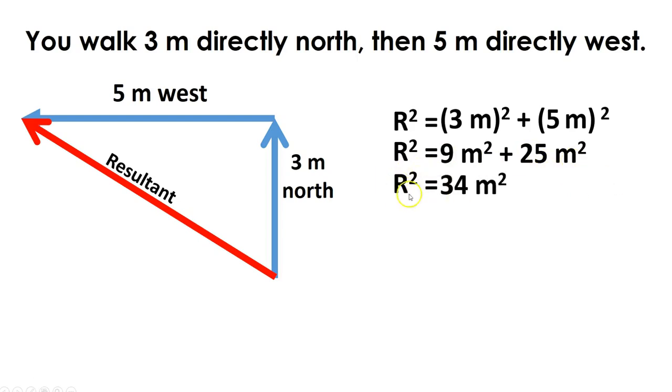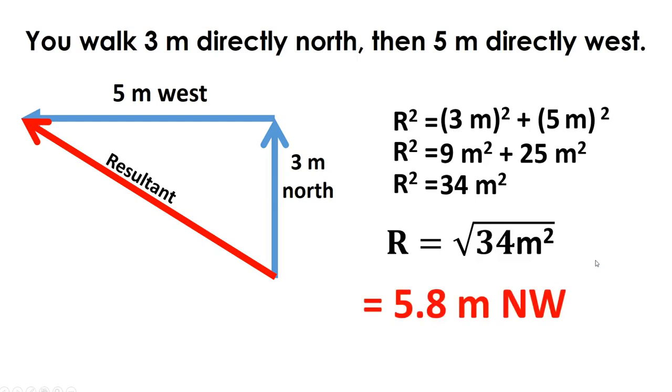But we're not finished because I don't want r squared. I want r, or c, when we're looking at the actual equation. So it's going to be the square root of 34 meters squared. Still not finished. Never leave this as your answer in physics class. We're going to round it to 5.8 meters, and we know the direction is northwest.